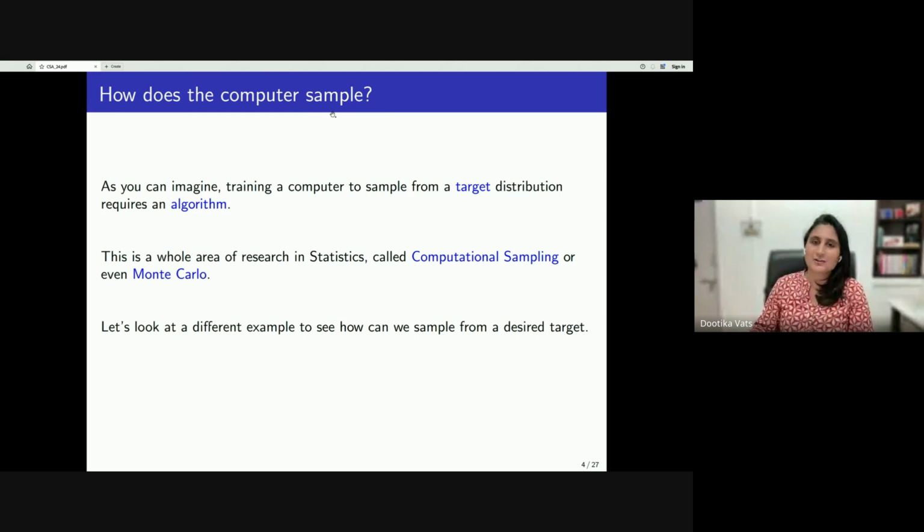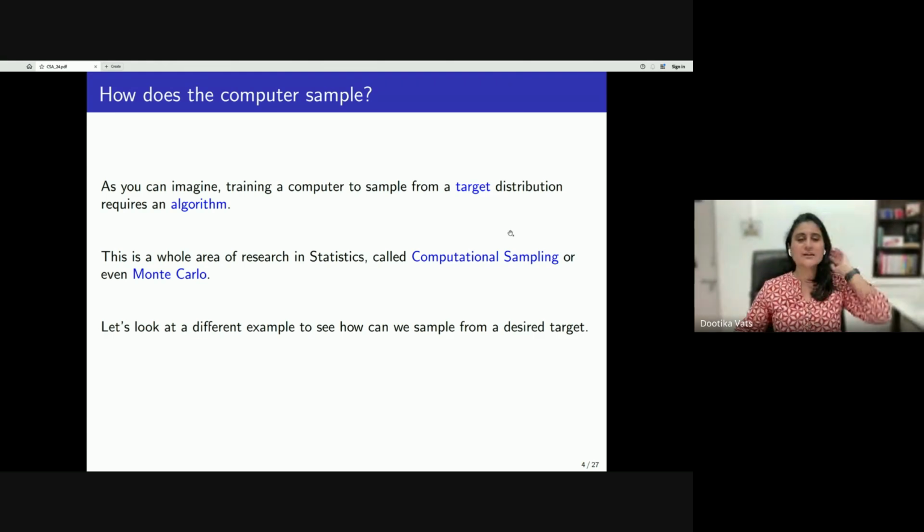So how does the computer actually sample? As you can imagine, there is a whole process and system of training a computer to sample from a given target distribution. I've written this in blue because this is a technical word. I have a distribution from which I want to get a sample, and that becomes my target distribution. To implement this sampling strategy requires what we call an algorithm, which says do these 4-5 steps, and that will give me a sample from this distribution. This whole area of research and implementation in statistics is called computational sampling, or even Monte Carlo.